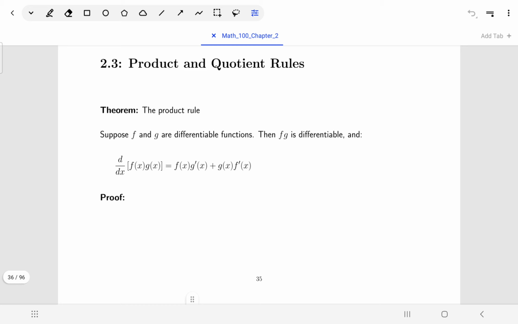So here for the product rule, if we have two functions, f of x and g of x, and both of them are differentiable, and we want the derivative of f times g, the product rule tells us that it's the original function f as it is times the derivative of g plus g as it is times the derivative of f. So let's prove this. Let's show where this comes from.